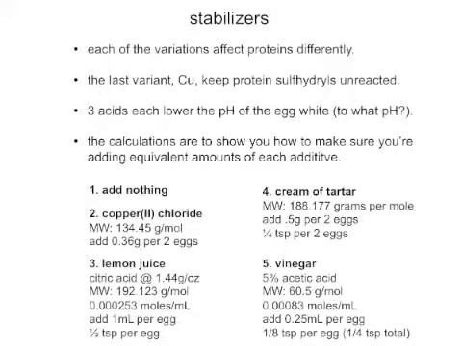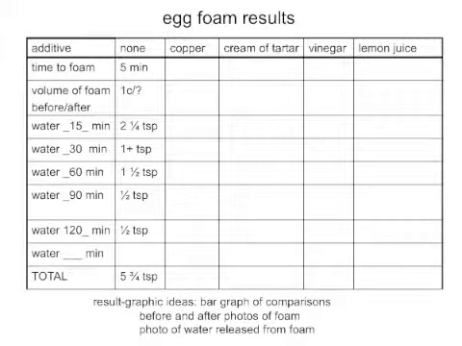So here are our variations: copper chloride, lemon juice, citric acid, cream of tartar, tartaric acid, that's a small organic acid, and vinegar, which we've mentioned before is acetic acid. Important for us to note that those three acids all have different acidities. That is, they ionize, if you recall, to differing extents, and so they're going to affect the pH of the solution differently.